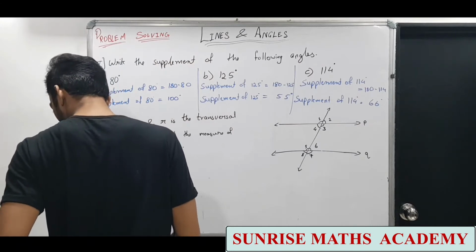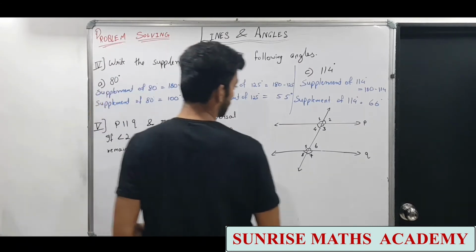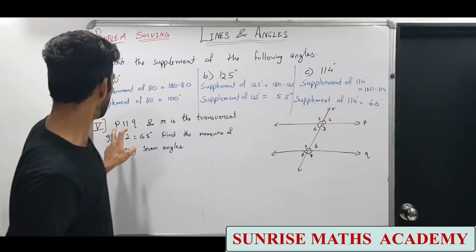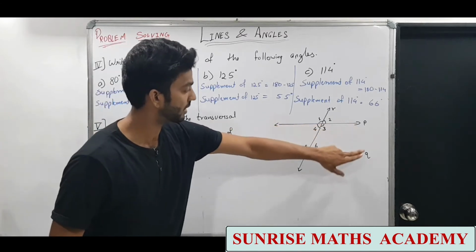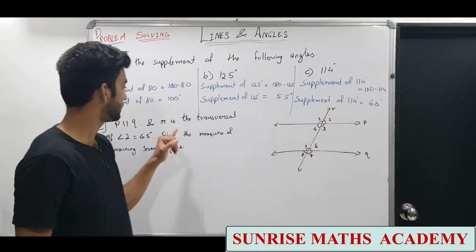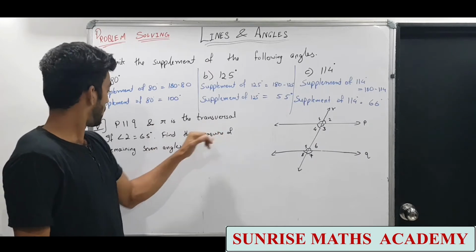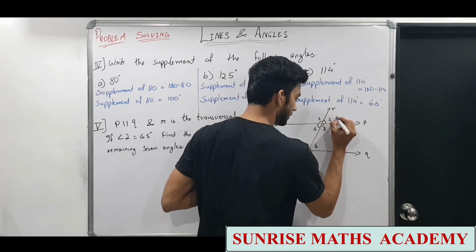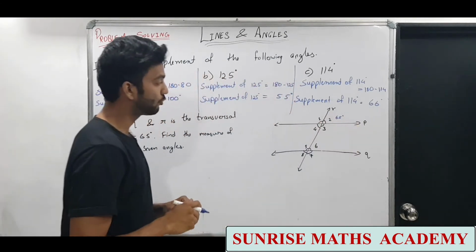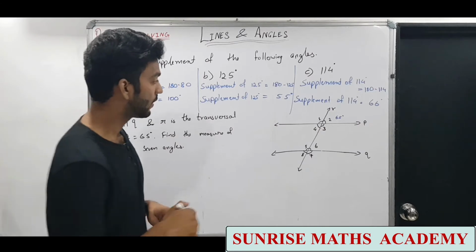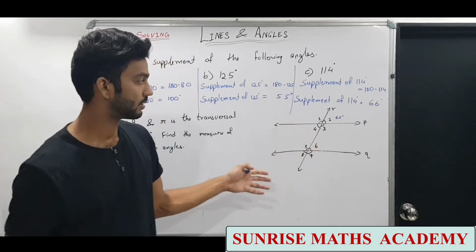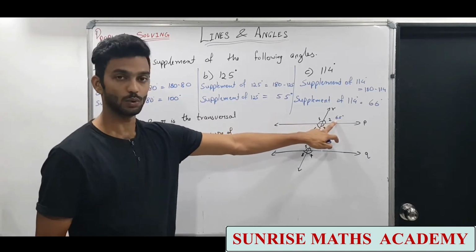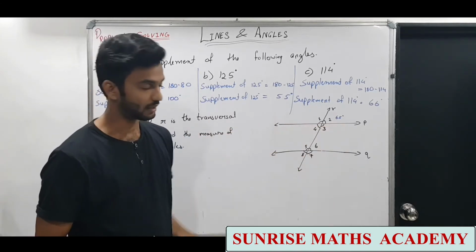The next question, we have two parallel lines given. P is parallel to Q, and R is the transversal. One angle, that is angle 2 measure, is given 65 degree. We have to find the other measures. Means from 1 to 8, we know that when there are two lines and a transversal, we have 8 angles. From these 8 angles, one angle is given. So we have to find the other angles.